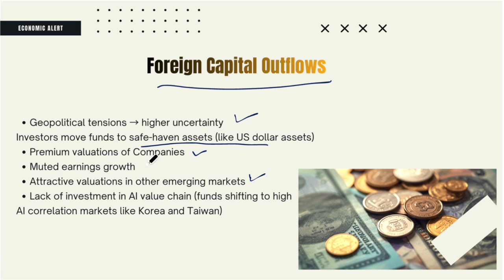The Indian companies' earnings have been muted for some time. They have not been increasing rapidly. As a result, again, the investors are moving their money out of the Indian companies into the other emerging market companies. There has been a lack of investment in the AI value chain in India, because of which the funds are shifting to the high AI correlation markets like Korea and Taiwan.